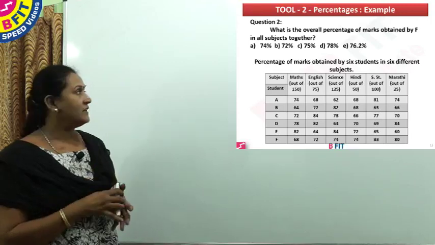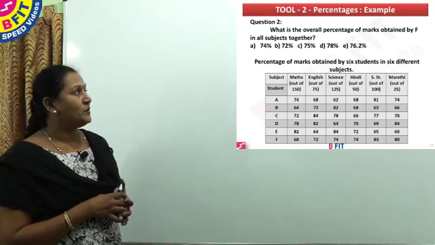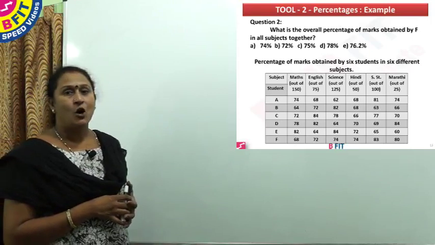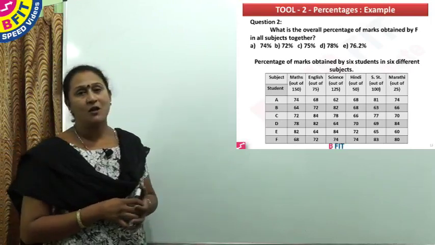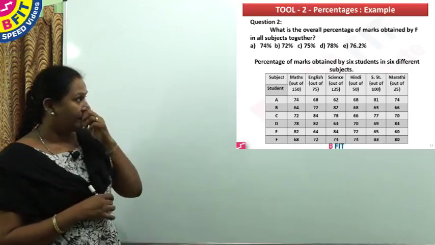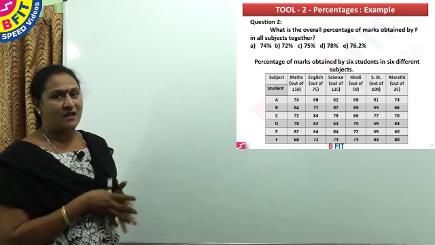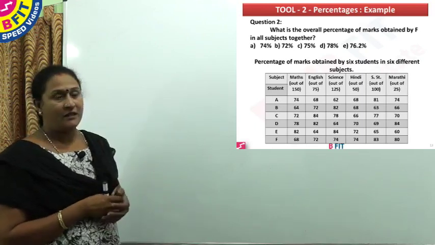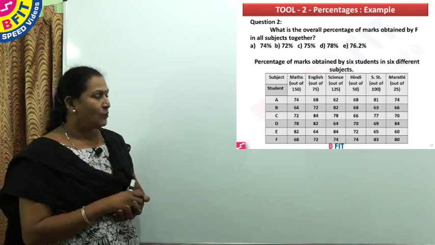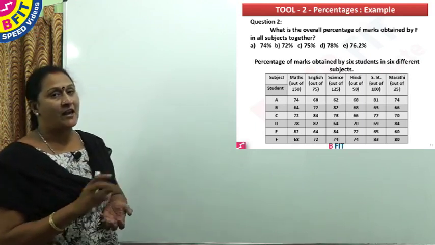So the second question is, what is the overall percentage of marks obtained by F in all subjects together? Here the percentage of marks is given in the table. So what is the question? Overall percentage of student F is asked.